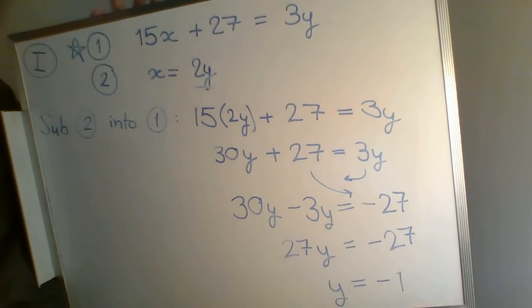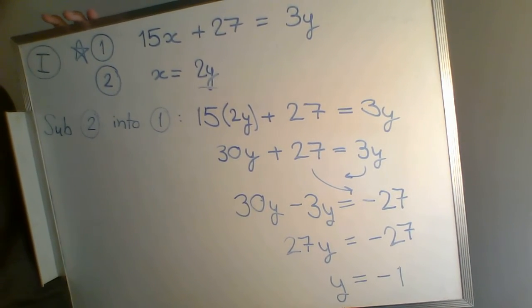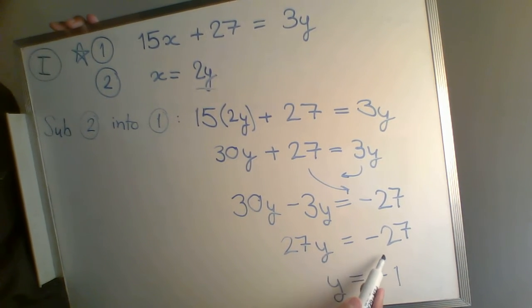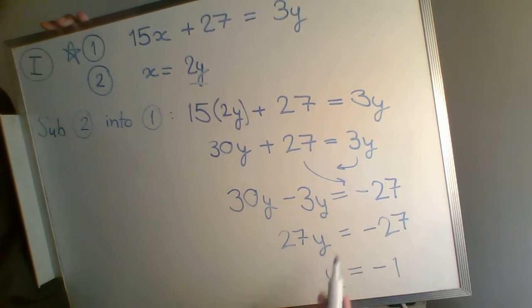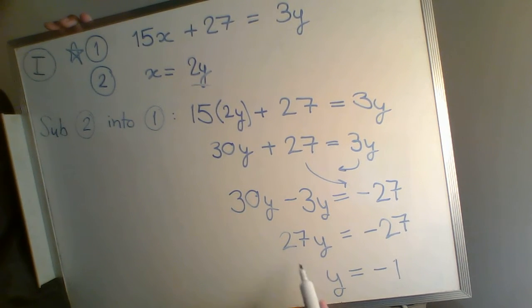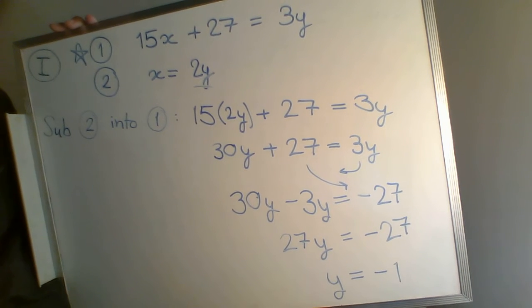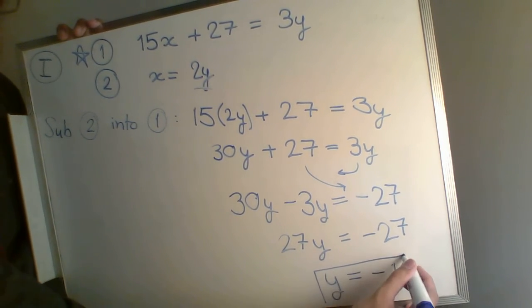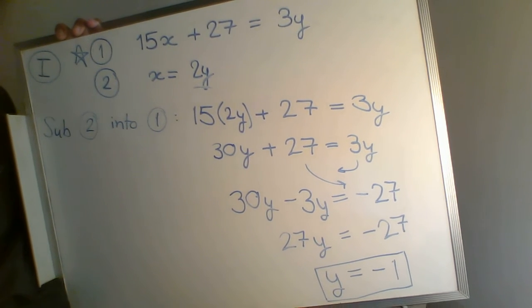Or the other way that you could think about this is 27 multiplied by what number is going to give me an answer of negative 27. And so the answer to that question is that the number you're multiplying 27 by has to be negative 1 if you want to get an answer of negative 27. So there we go. We've just gone ahead and solved for y.